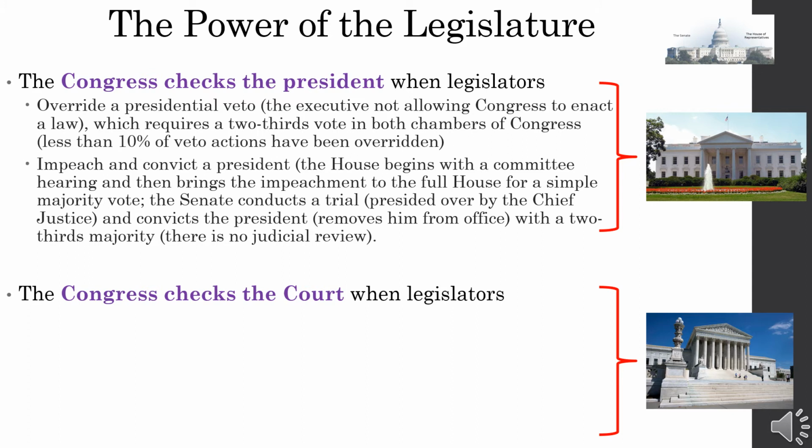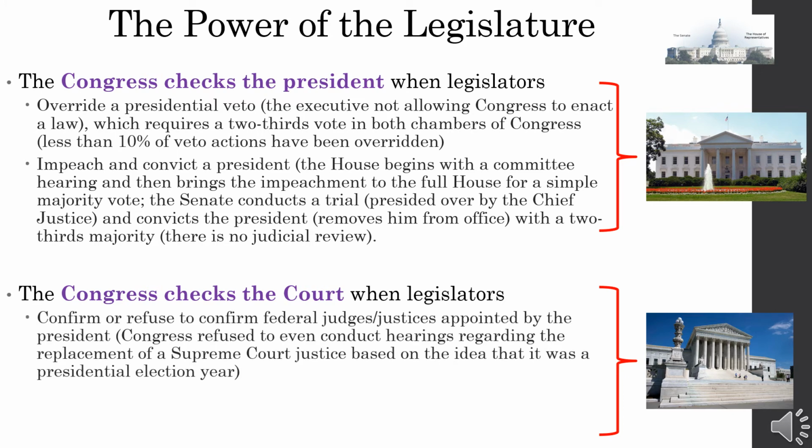The President of the United States gets to decide who will be a member of the court, who will be a Supreme Court justice, who will be a judge in a federal court. But Congress has to consent. They have to say, we agree that this person should be in that job. Congress can confirm or refuse to confirm federal judges and justices appointed by the president.